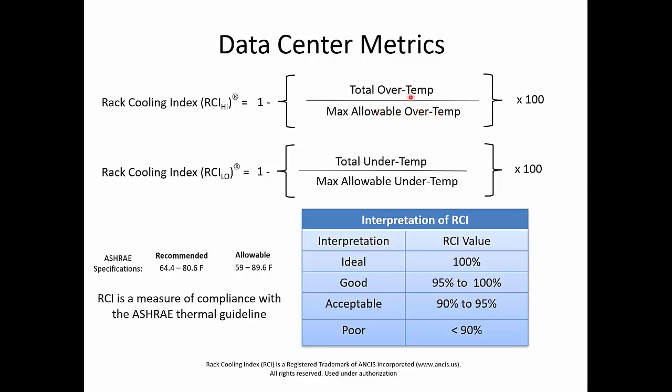It's basically a ratio of the number of hotspots in the data center. And that's the best way to think about it. We always do it based on the ASHRAE recommended range, which is 64.4 to 80.6 Fahrenheit. And you want this to be in the range of 95 to 100.